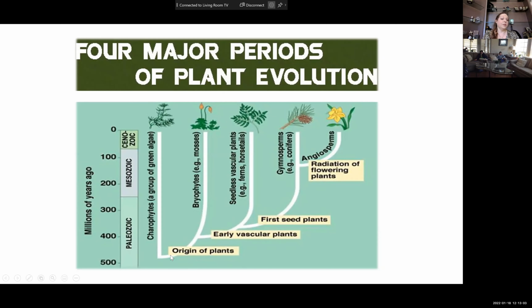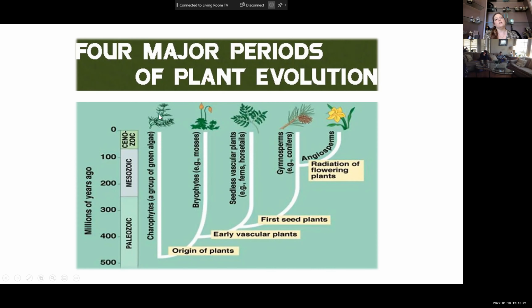So we're looking at 460 million years ago, and that's when we have our green algae, particularly charophytes, that we think probably branched into our first plants. And that's going to be right around in here, which is like 400 million years ago, maybe? And they're going to branch into mosses.